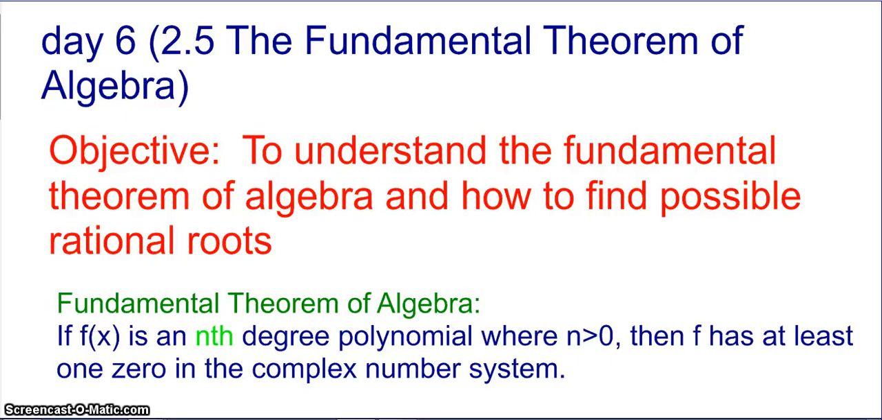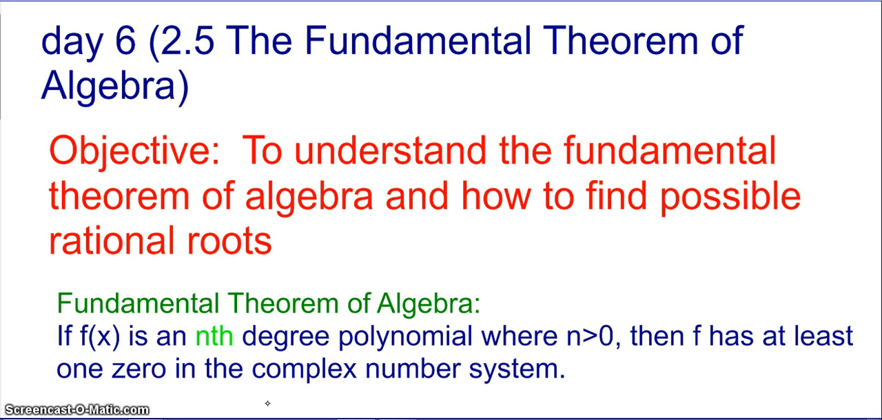Alright, so here we're going to start section 2.5, and we're going to focus on the fundamental theorem of algebra. So we want to understand the fundamental theorem of algebra, and also we're going to look at how to find possible rational roots. So what is the fundamental theorem of algebra? Well, the fundamental theorem of algebra says if f of x is an nth degree polynomial where n is greater than 0, then f has at least one 0 in the complex number system.